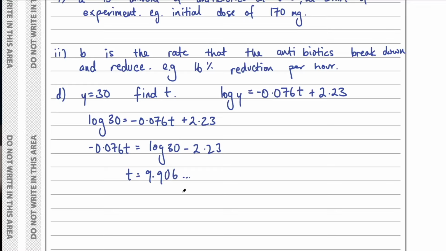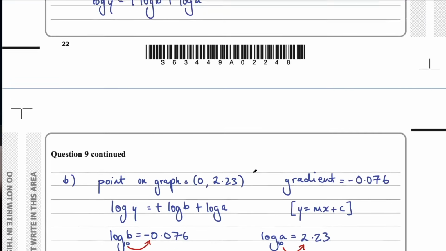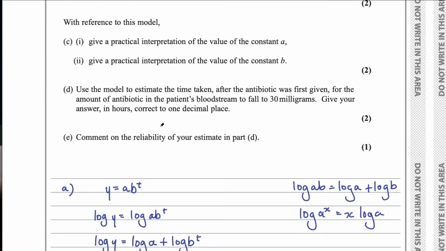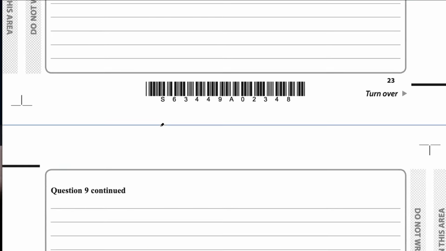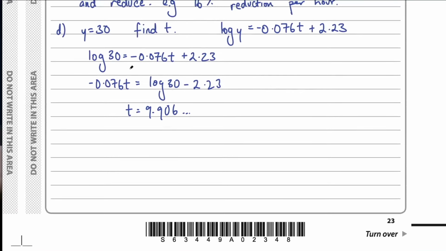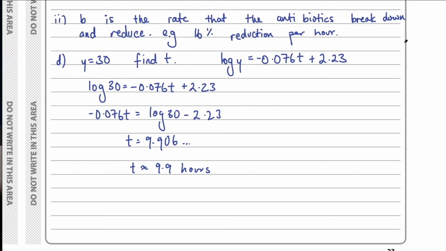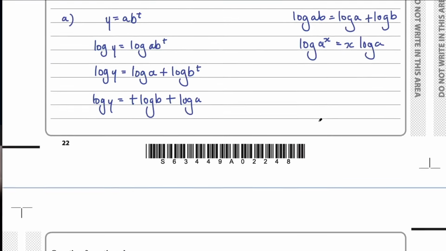So t equals 9.906. And it's said to round off to correct to 1 decimal place in hours. So it's already in hours. So we just need to say t is approximately equal to 9.9 hours. So if we were to interpret that, we would say it took 9.9 hours for the antibiotics to fall to 30 milligrams in the patient's blood. Okay, so that was part D.